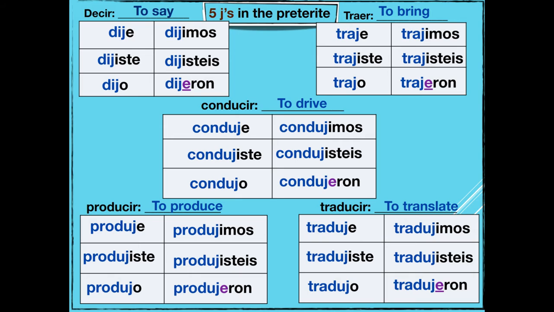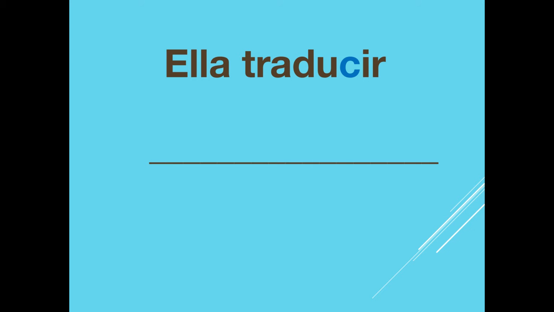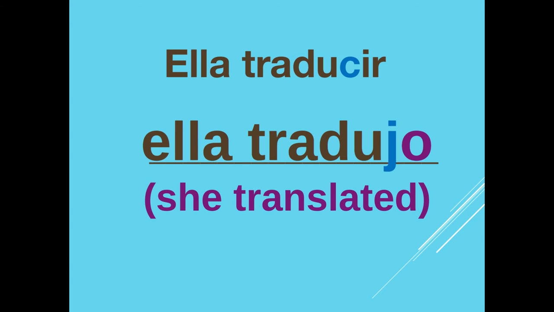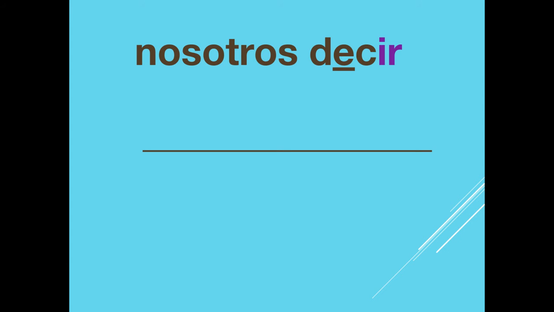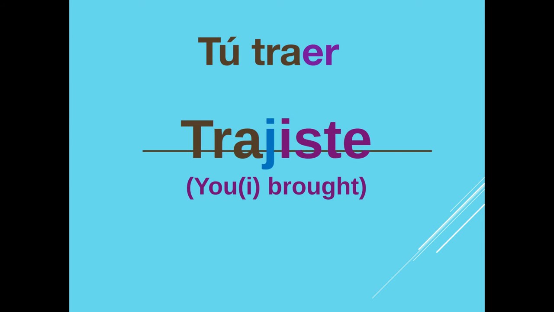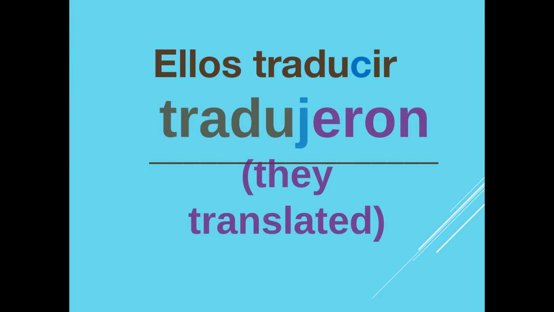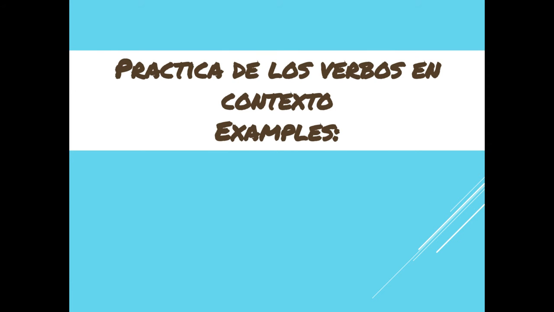Bien, okay, so vamos a practicar con las conjugaciones. So ella traducir. Just yell it out, top of your lungs. Wake up your whole family. Let's go. Yes, so ella tradujo, right? Okay, give me the next one. What would that be? Yeah, of course, you're looking at your notes, so you cannot give me the wrong answer. Then tú traer, trajiste, right? Ellos traducir. Yes, tradujeron.